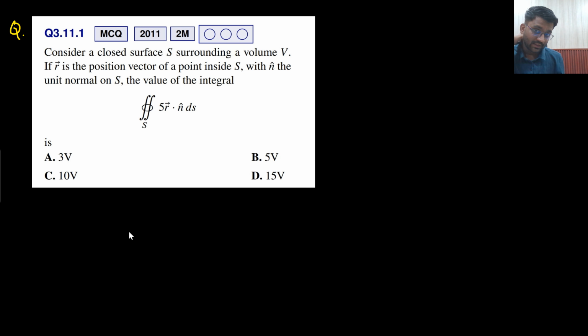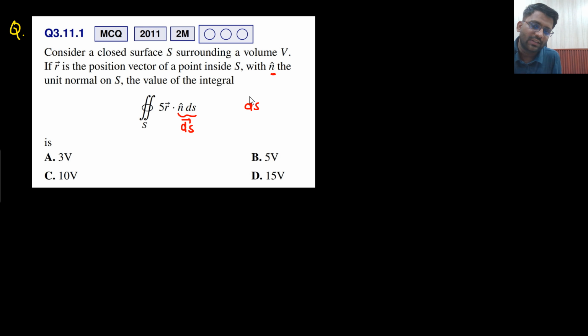Consider a closed surface S surrounding the volume V. If R is the position vector of a point inside S, and n cap is the unit normal on S, then find out the value of this. Basically, this is your dS vector. They have given this as your dS vector. You can read what is n cap. N cap is the unit normal on S.